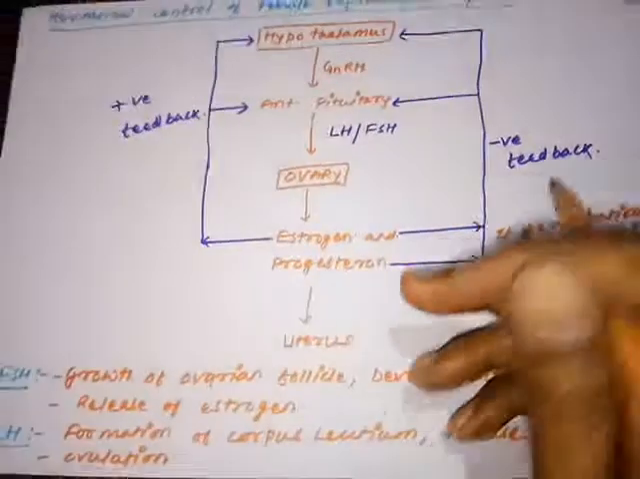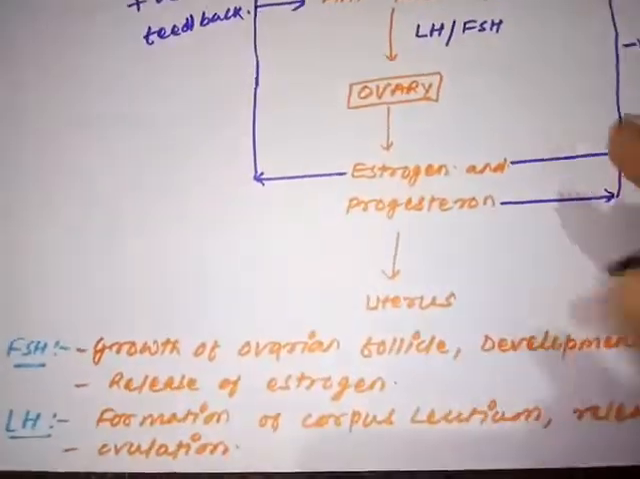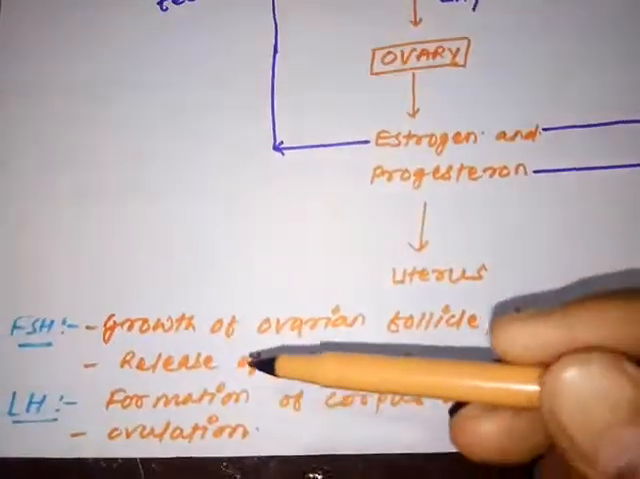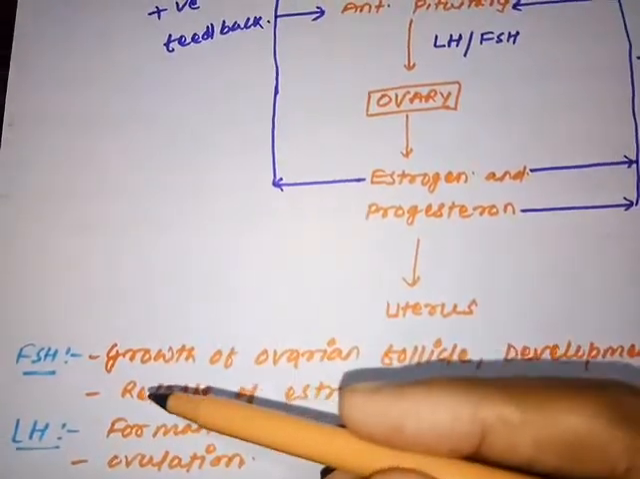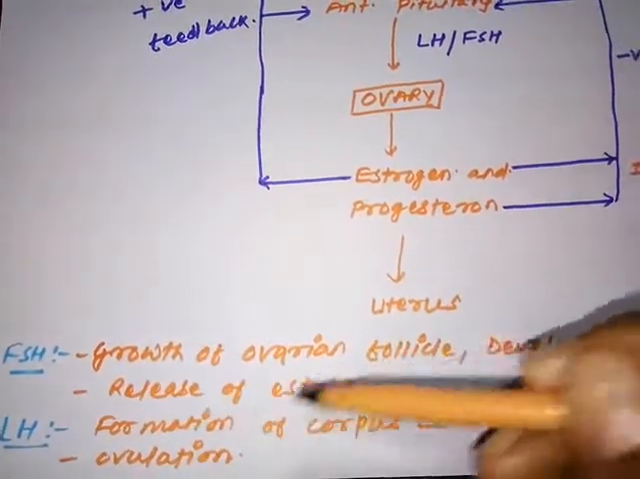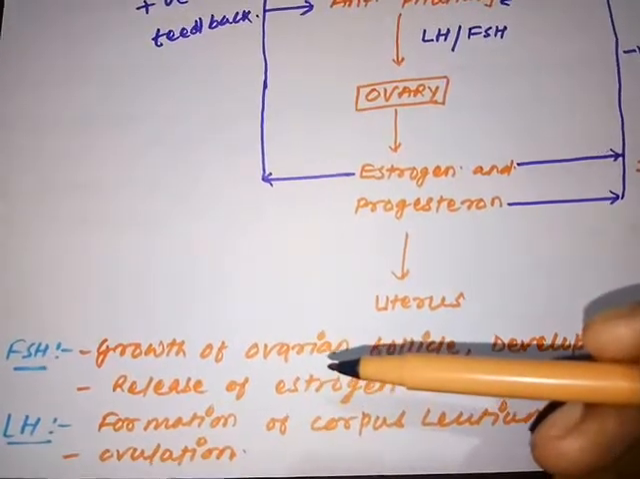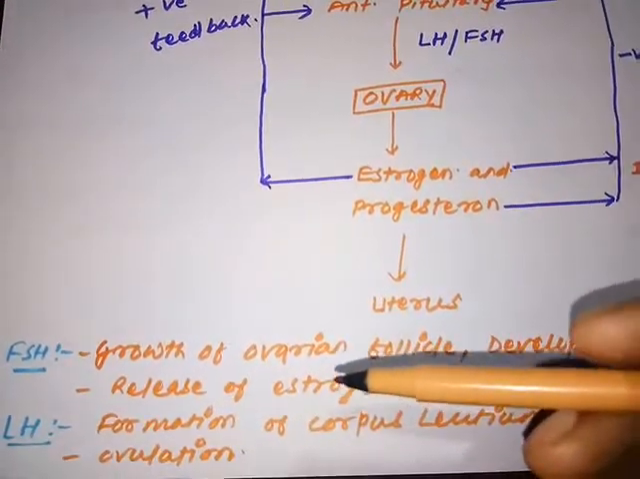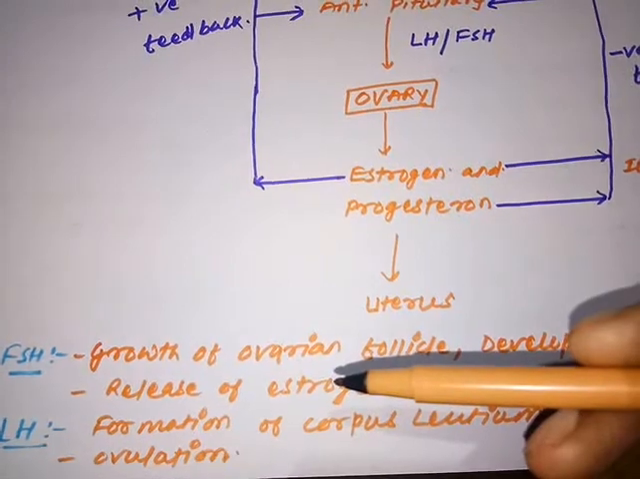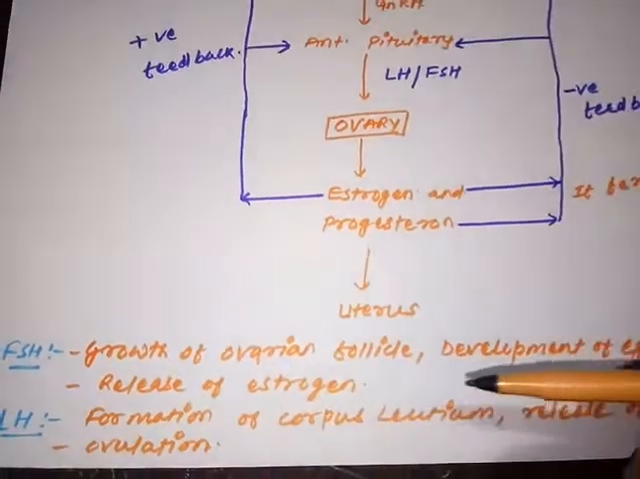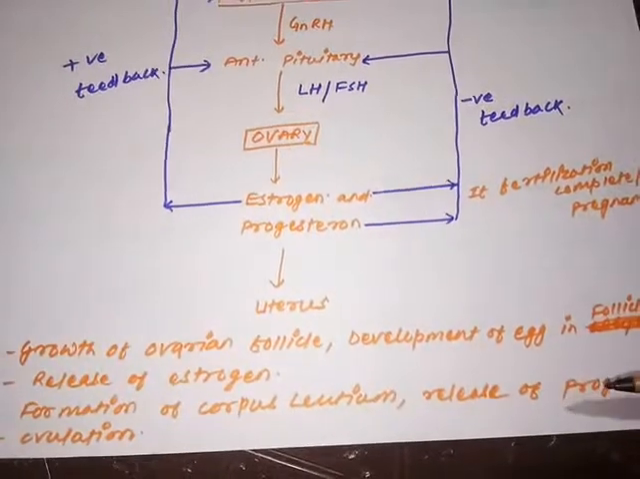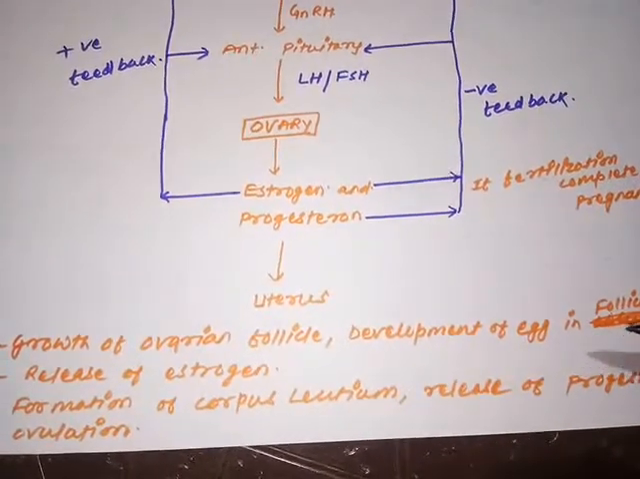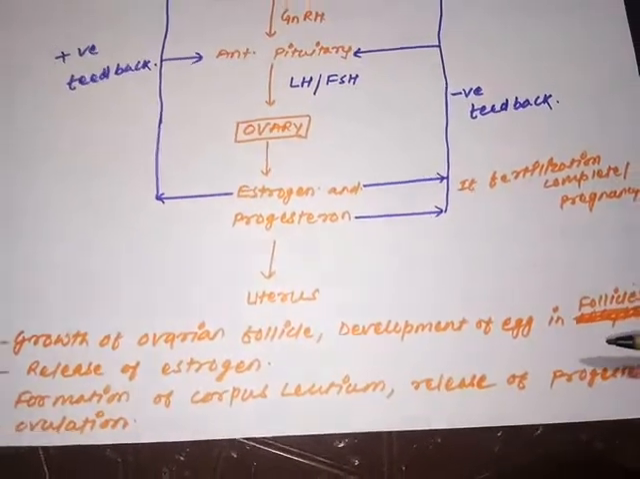So I'm just going to discuss the role of each and every hormone here. What the FSH does. FSH is follicle stimulating hormone. So definitely the follicle word is for the ovarian follicle. Ovarian follicle means the primary follicle, secondary follicle, tertiary follicle, Graafian follicle, and inside the primary, secondary, tertiary, Graafian follicle, it is going to stimulate the development of the egg.